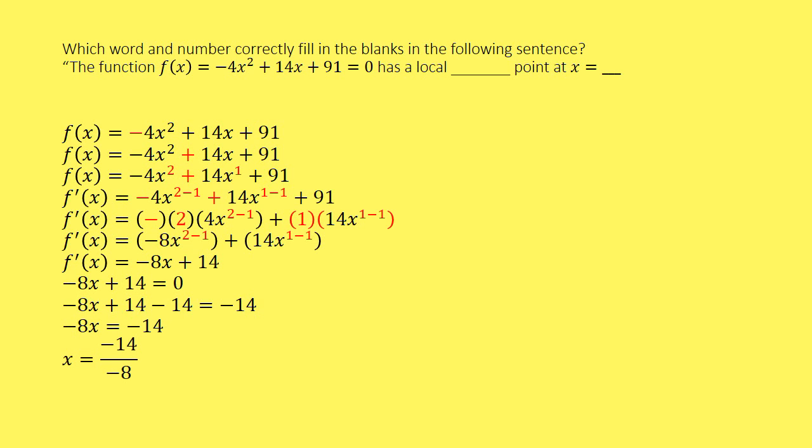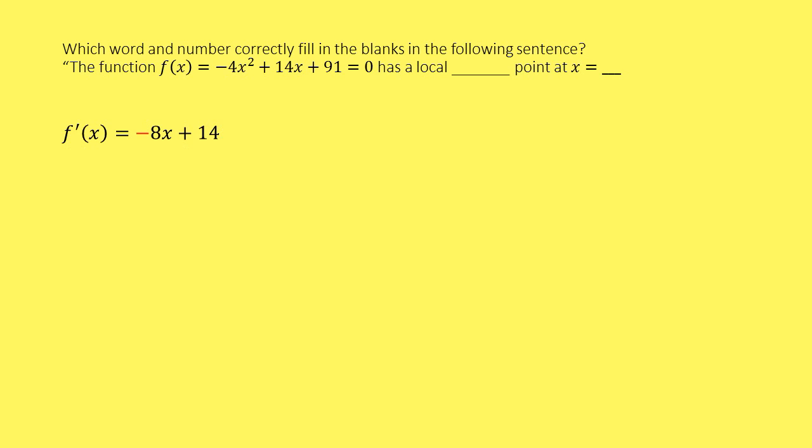To find x, we divide both sides by minus 8. X will then equal minus 14 over minus 8. Therefore, x equals 14 over 8, which can be written as a decimal. X equals 1.75. The next thing we need to do is find the second derivative in order to find out if the point x equals 1.75 is a local maximum or a local minimum. To find the second derivative, we differentiate the first derivative.